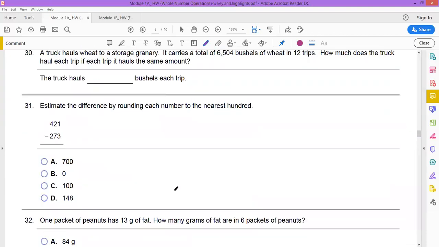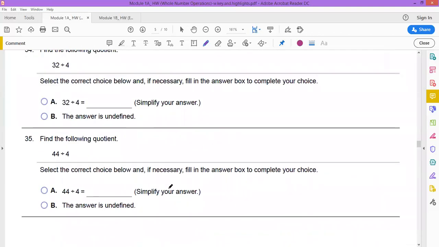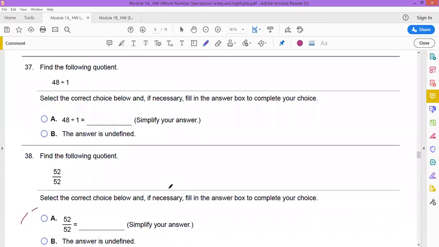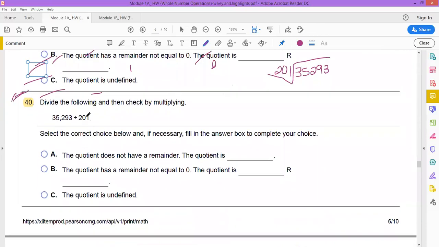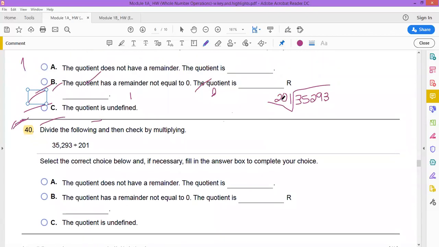All right. Let's look at number 40. Now for number 40, you're asked to divide again, but this time you have bigger digits. We're dividing 35,293 by 201. So we're going to place that 201 on the outside right here, you see. Inside we have 35,293. Now this number is pretty big.